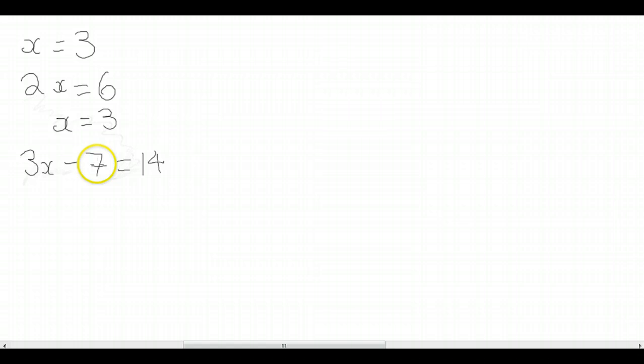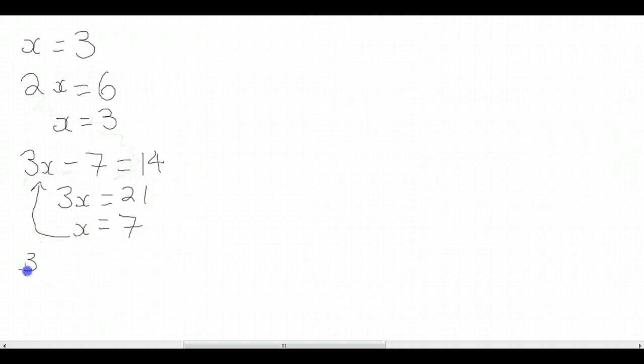We multiply by 3 and then subtract 7, so we're going to add 7 to both sides. We multiply by 3, we're going to divide both sides by 3. If we want to check this, any of these, we go back and we substitute the value of x back into the original equation. So if I want to check that, I'm going to go 3 times 7 minus 7, which is 21 minus 7, which is 14. And we can see that that is, in fact, the solution, and that's a correct solution.